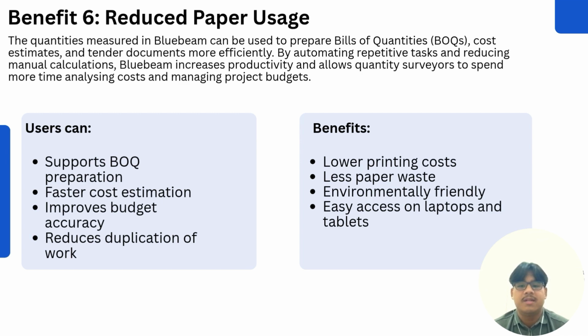Benefit number six is reduced paper usage. Bluebeam helps quantity surveyors prepare BOQs, cost estimates, and tender documents digitally, reducing the need for printing documents. It also speeds up cost estimation, improves budget accuracy, and reduces duplicate work. Overall, this means lower printing costs, reduced paper waste, being more environmentally friendly, and allowing easy access to project documents on laptops and tablets.